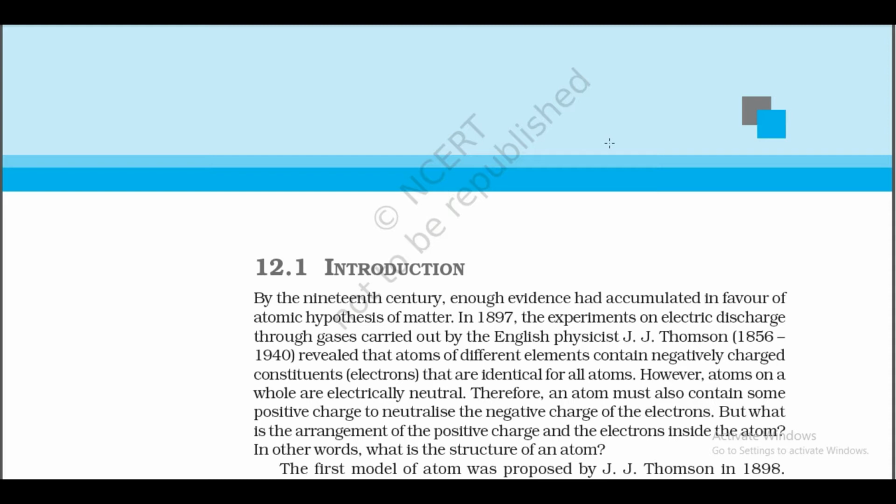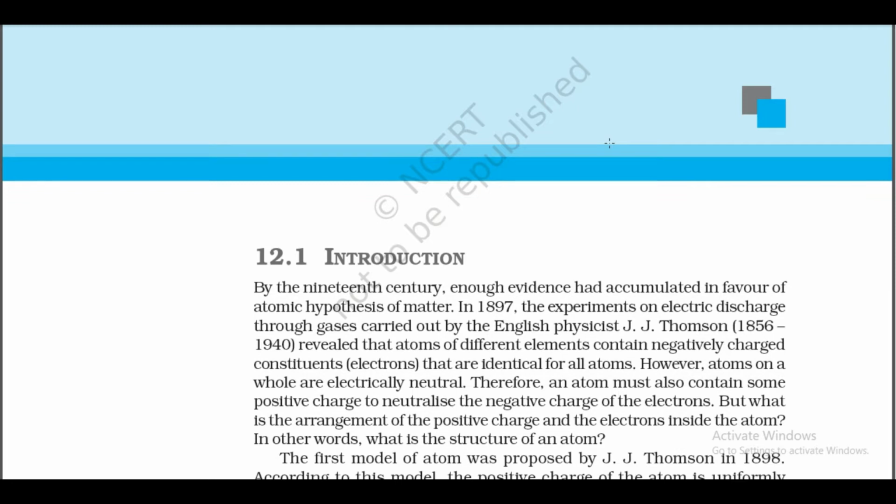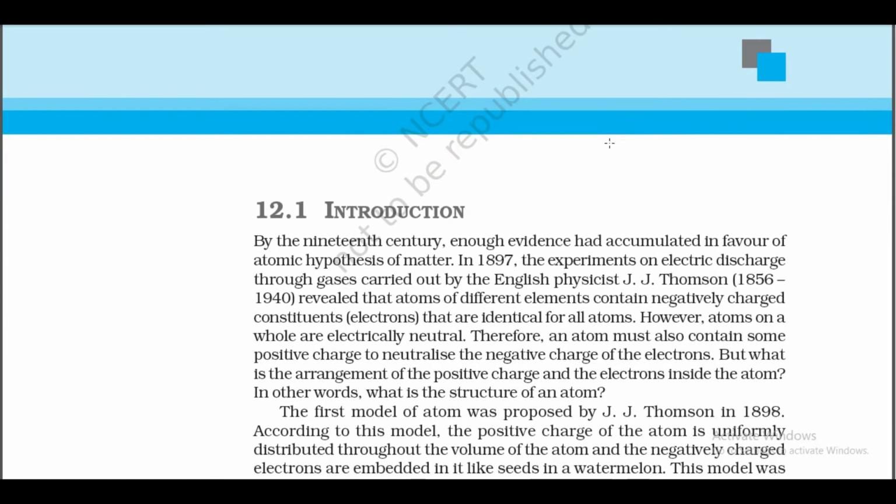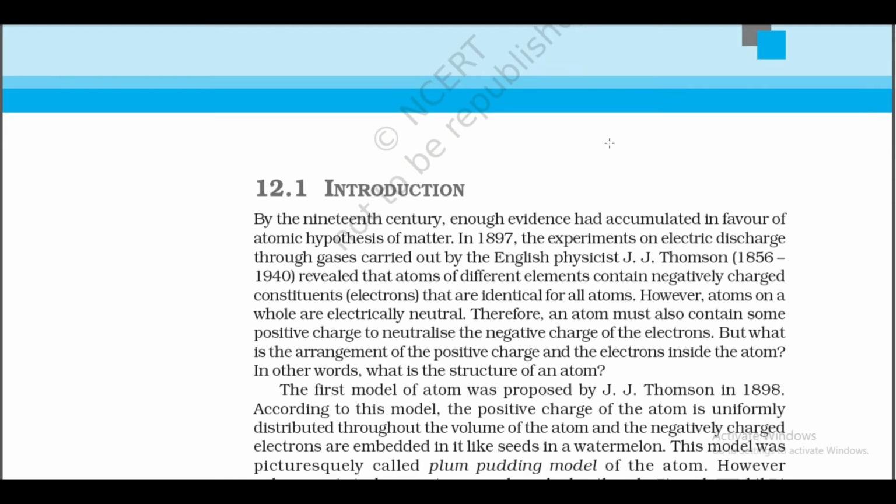Chapter 12, Atoms. 12.1 Introduction. By the 19th century, enough evidence had accumulated in favor of atomic hypotheses of matter. In 1897, the experiments on electric discharge through gases carried out by the English physicist J.J. Thomson, 1856 to 1940, revealed that atoms of different elements contain negatively charged constituents, electrons, that are identical for all atoms. However, atoms on a whole are electrically neutral.